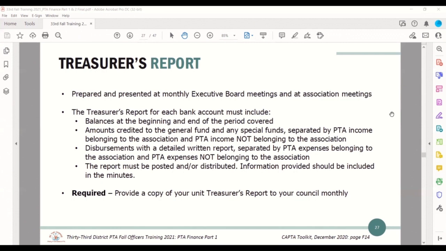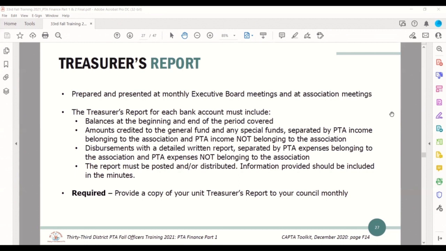So for both types of treasurer's reports, you want to make sure that you have a treasurer's report for each bank account. Some PTAs may have a general checking account, they may have a savings account, they may have an e-commerce account for electronic deposits and electronic payments. So each of those, the activity for each of those needs to be included in the treasurer's report.